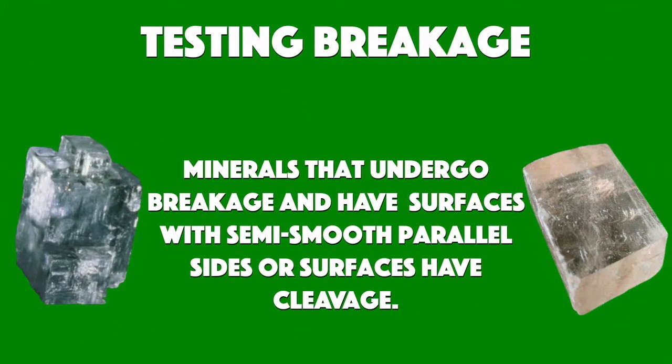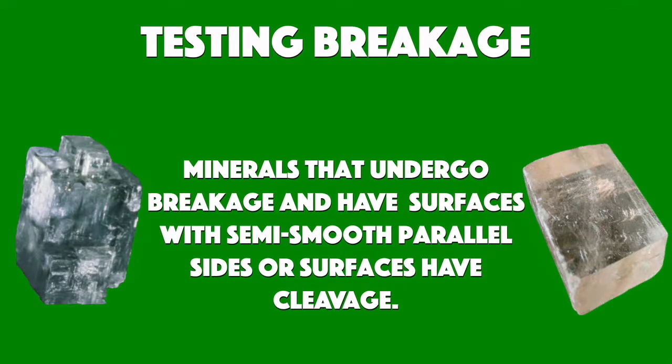There's cleavage, which means that when the mineral breaks, the surface is either semi-smooth with parallel sides or surfaces. So it breaks in a very evenly distributed pattern. If you look at the two samples shown in this picture, you can see this cubic type of breakage, meaning when you break the mineral apart, it does so in this pattern that makes it take this shape.